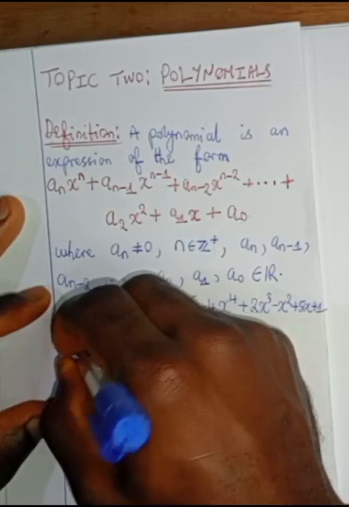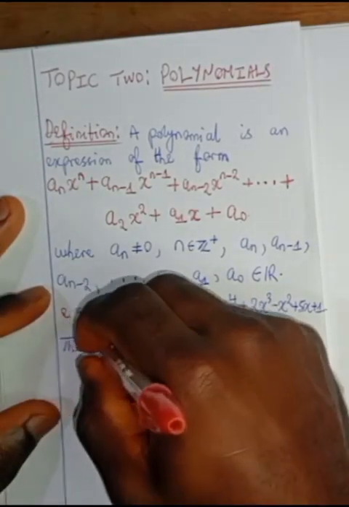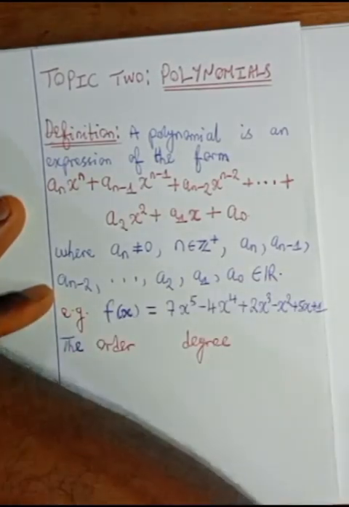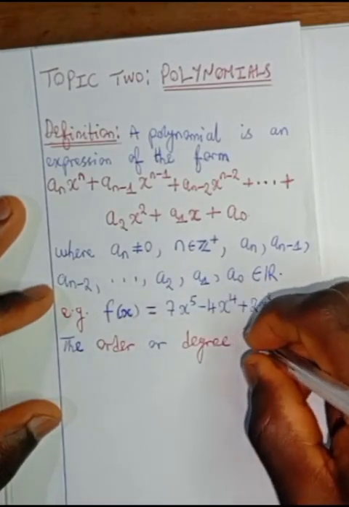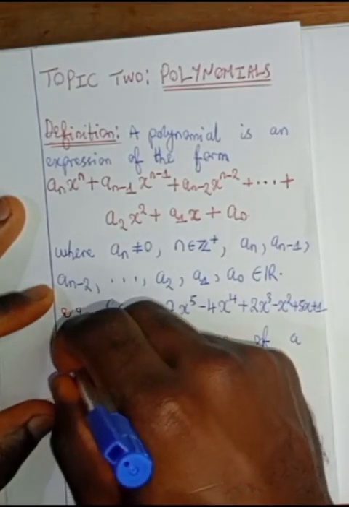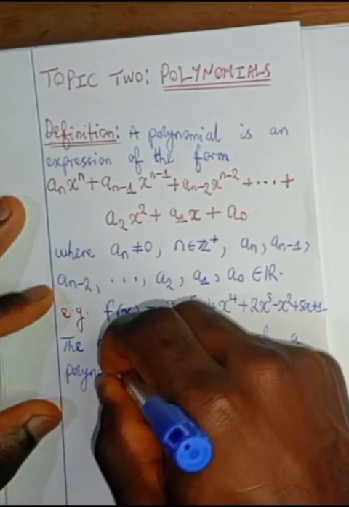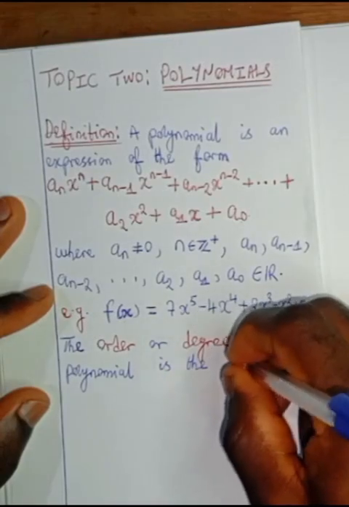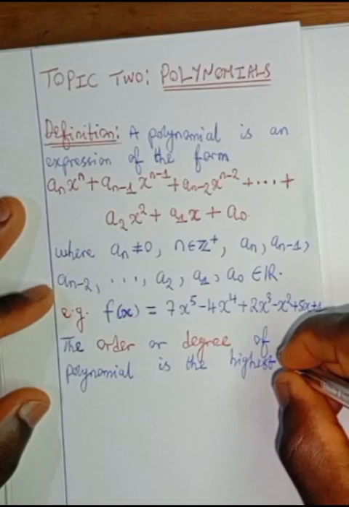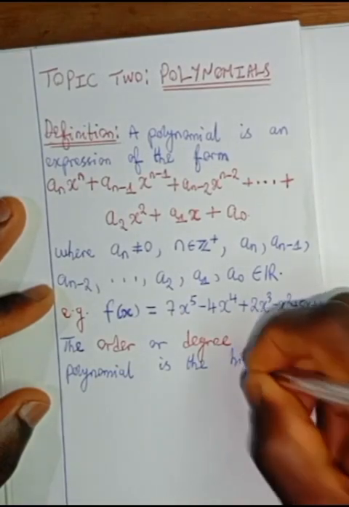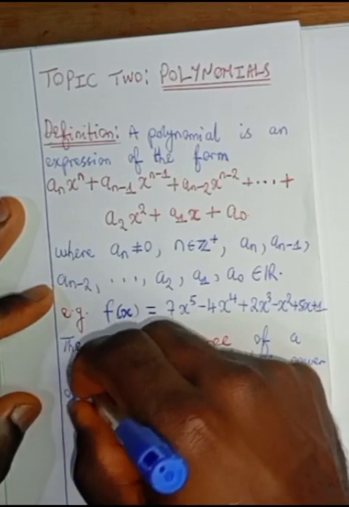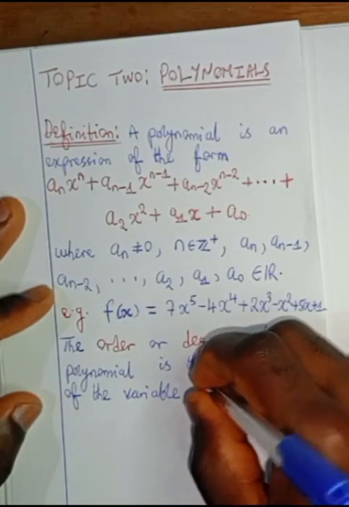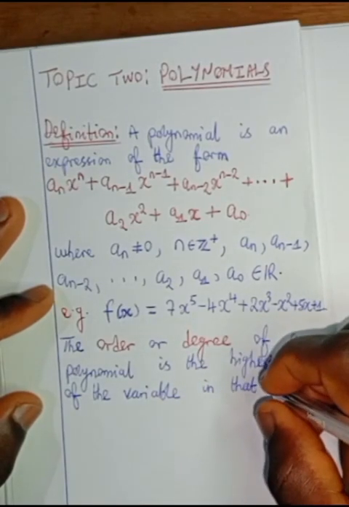The order or degree, which mean the same thing, of a polynomial is the highest power of the variable in that polynomial.